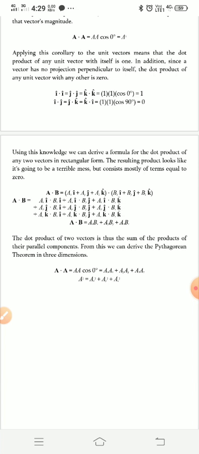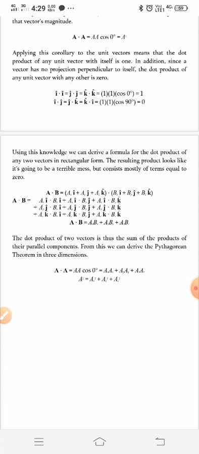Now I give one example of dot product. Students, you know that force and displacement are vector quantities, but when force and displacement are multiplied, we get work, which is scalar quantity. Therefore, force and displacement are multiplied by dot to get work.